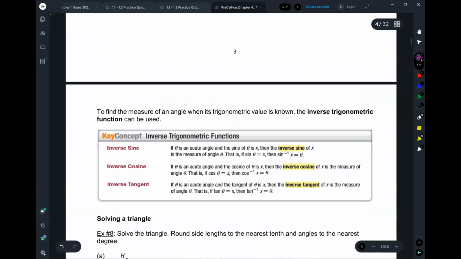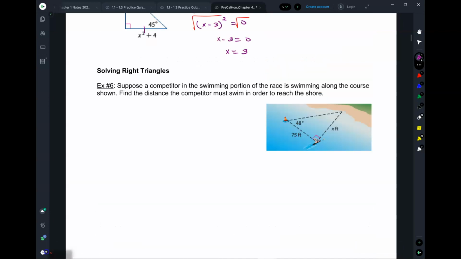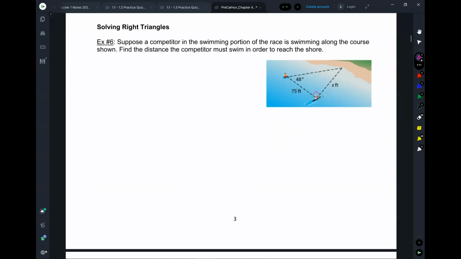All right. Let's solve some triangles. Suppose a competitor in the swimming portion of a race is swimming along the course shown. Find the distance the competitor must swim here in order to reach the shore. So immediately you see this is a right triangle, right? What are we given? Opposite and adjacent and an angle. So that's what? Tangent of 40. So tangent of the angle is opposite over adjacent.